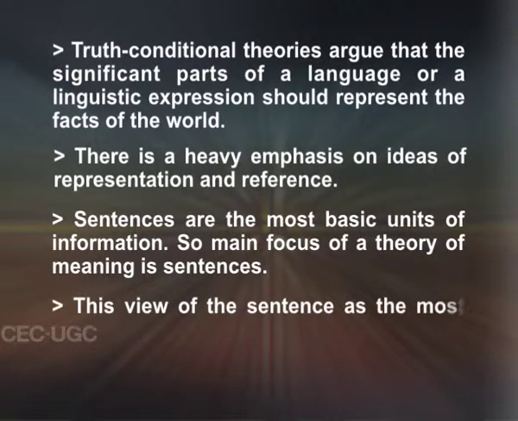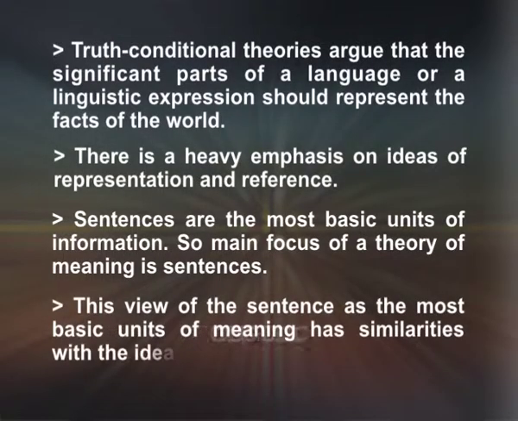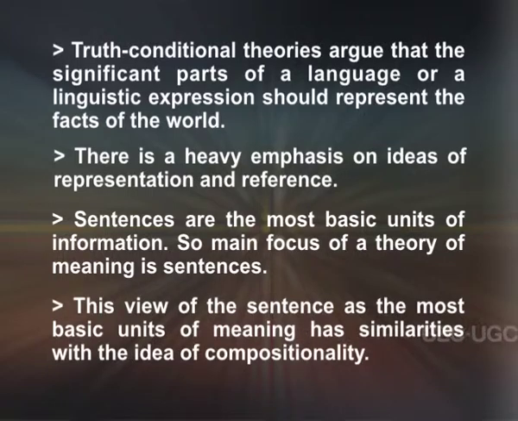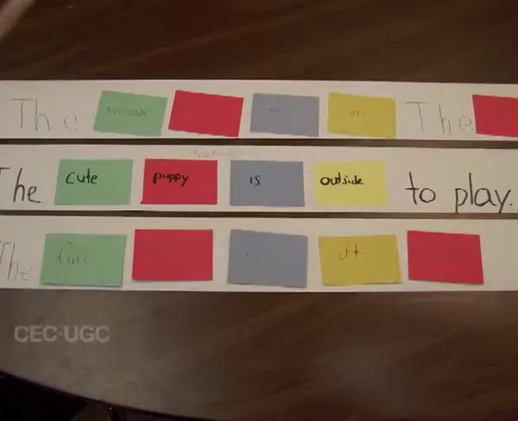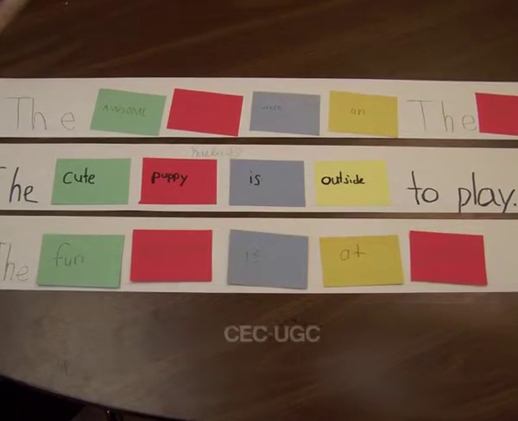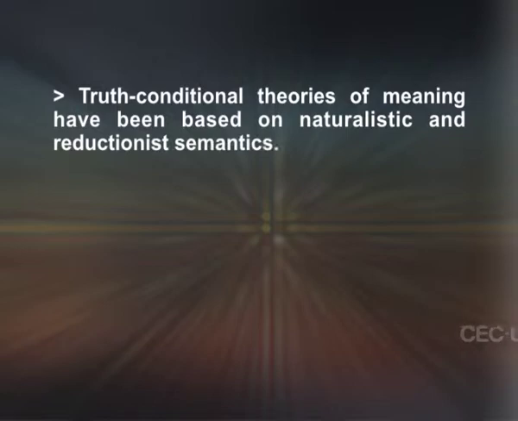This view of the sentence as the most basic unit of meaning has similarities with the idea of compositionality. Compositionality is the view that sentences are composed of a finite collection of similar elements. These elements can be reused and recombined in novel ways. We understand the meaning of those expressions as contributions to the meanings of sentences. Truth conditional theories of meaning have been based on naturalistic and reductionist semantics. G. Evans in his work has used naturalist ideas, and another major proponent of it was Michael Dummett.